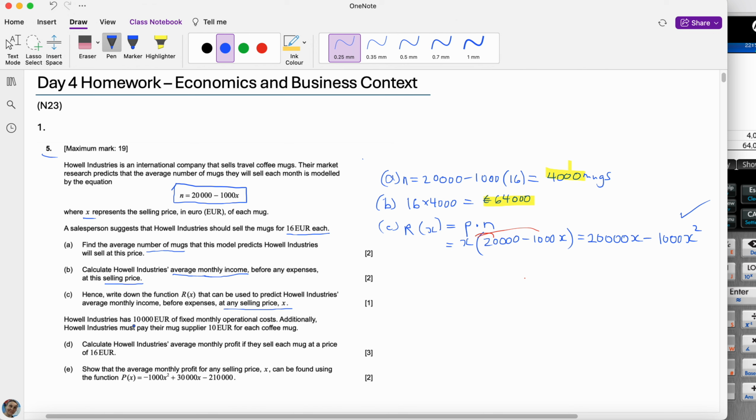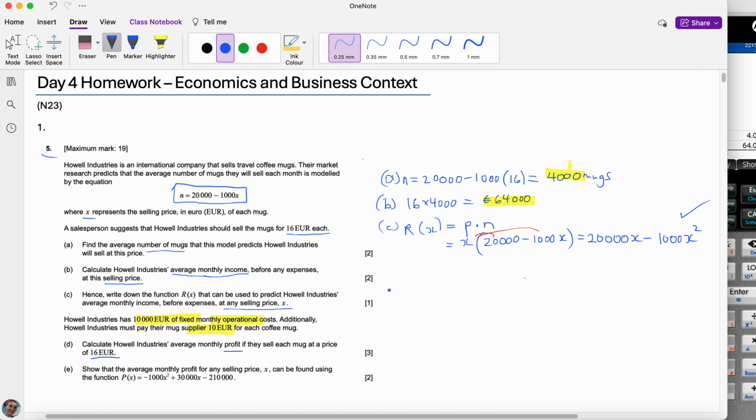Howell Industries has 10,000 euro in monthly fixed costs, operational costs. Operational cost will be your space rental, your machinery rental. Additionally, they pay their mug supplier 10 euro for each coffee mug. So this is your variable cost. Calculate Howell Industries' average monthly profit if they sell each mug at a price of 16 euro.